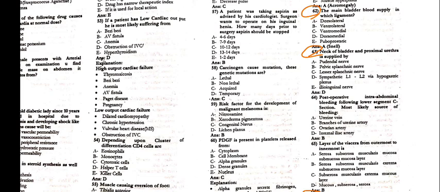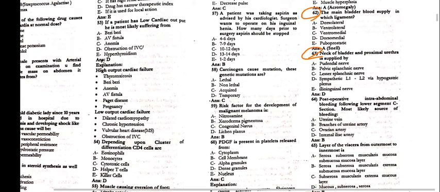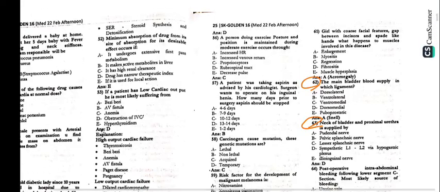Next, 58, the carcinoma causes mutations. These genetic mutations are C, acquired. Risk factor for the development of malignant melanoma is xeroderma pigmentosum. 60, PDGF is present in the platelets, released from the C, that is alpha granules. Next, 61, girl with coarse facial features, gap between the incisors and spade-like hands. What happens to the muscles involved in this disease? That is alpha, enlargement. It's acromegaly.